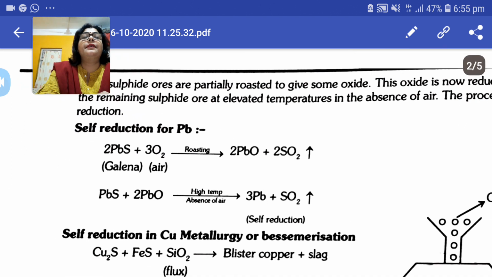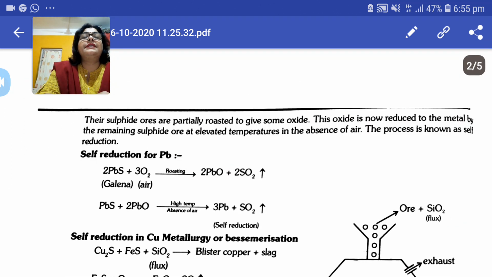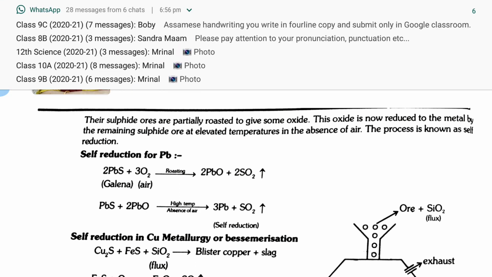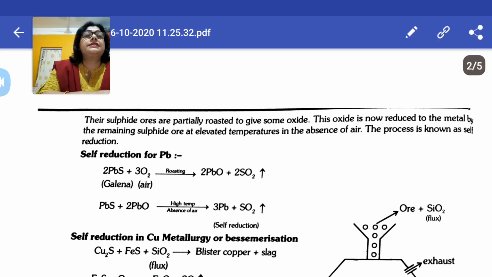Just see this one. The sulfide ores are partially roasted to some oxide, like lead sulfide or zinc sulfide. This oxide is now reduced to metal by the remaining sulfide ore. So here you see lead sulfide plus oxygen will give you lead oxide plus sulfur dioxide. Now if the remaining lead sulfide which is left over is allowed to react again with lead oxide, it will give you lead along with sulfur dioxide. So this is known as self-reduction.